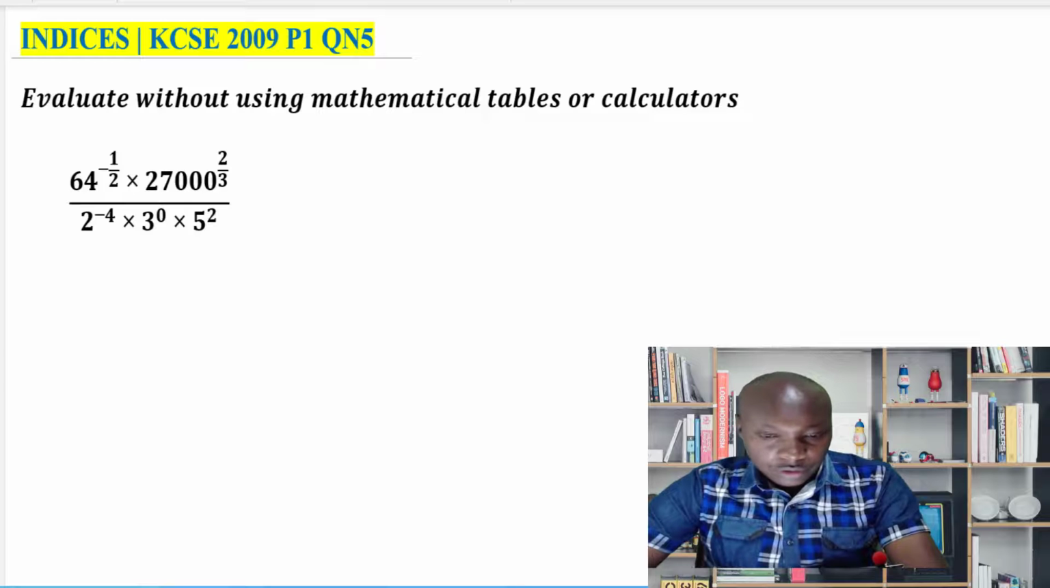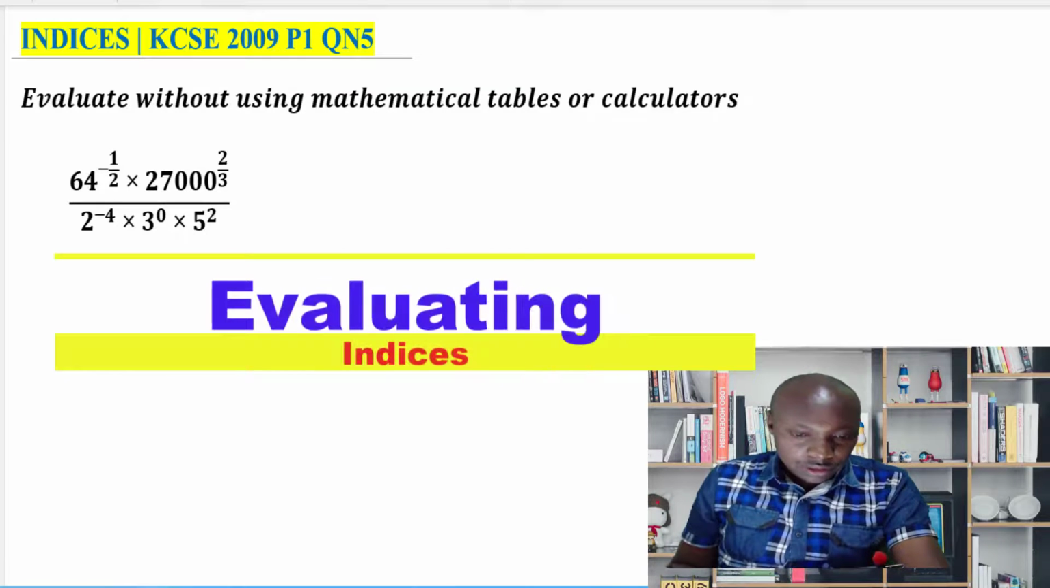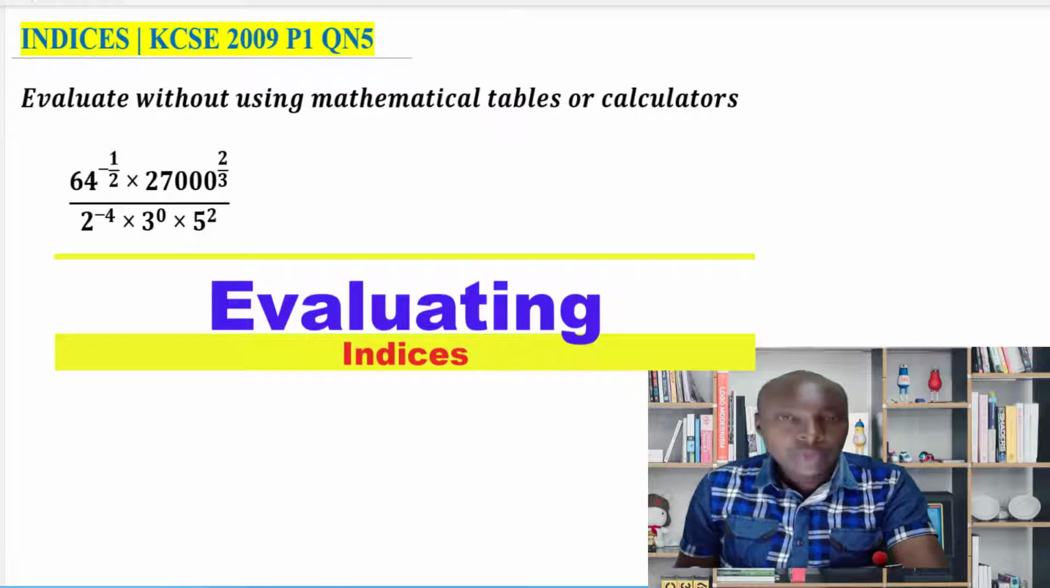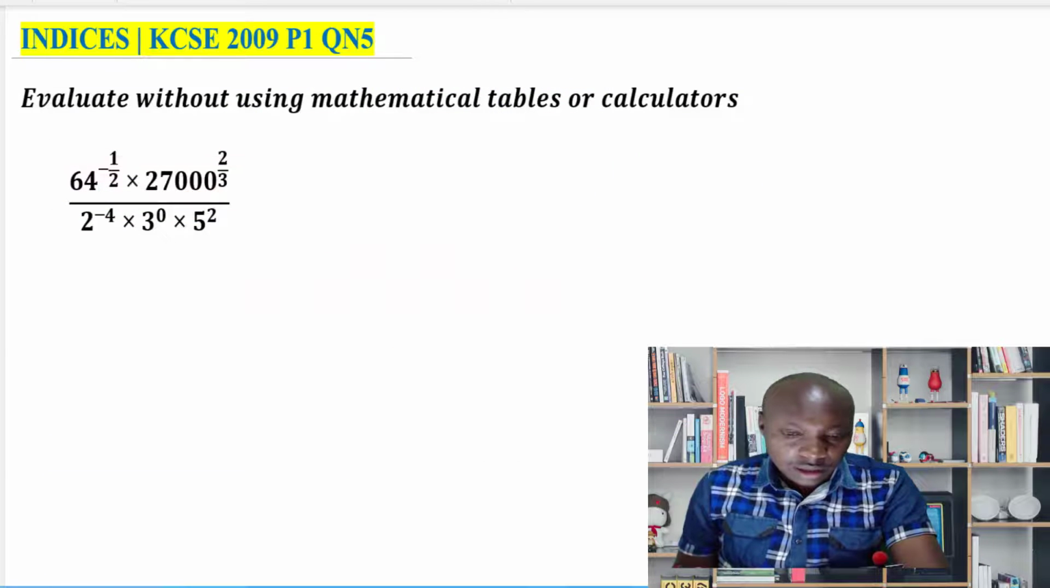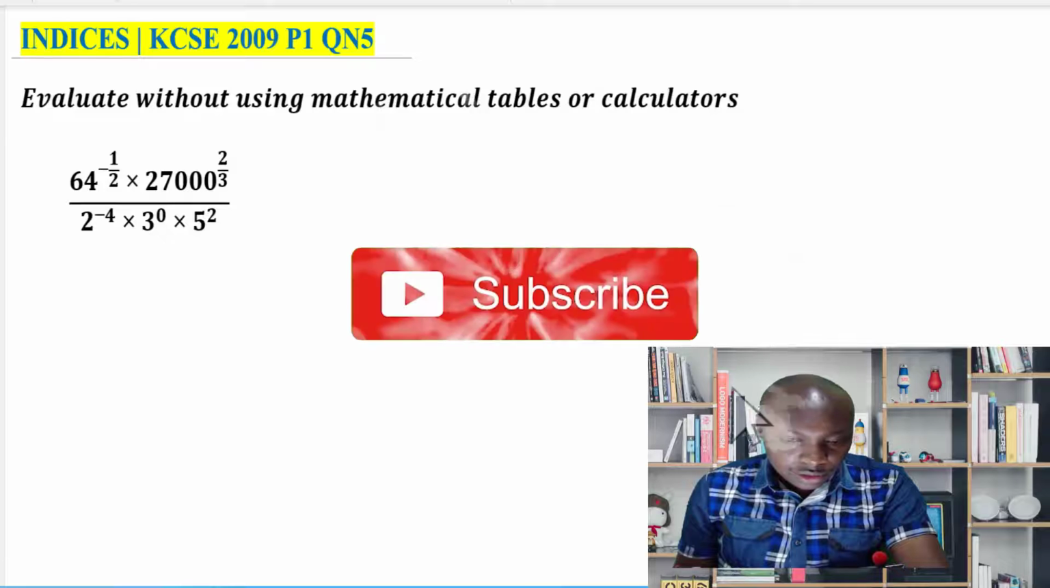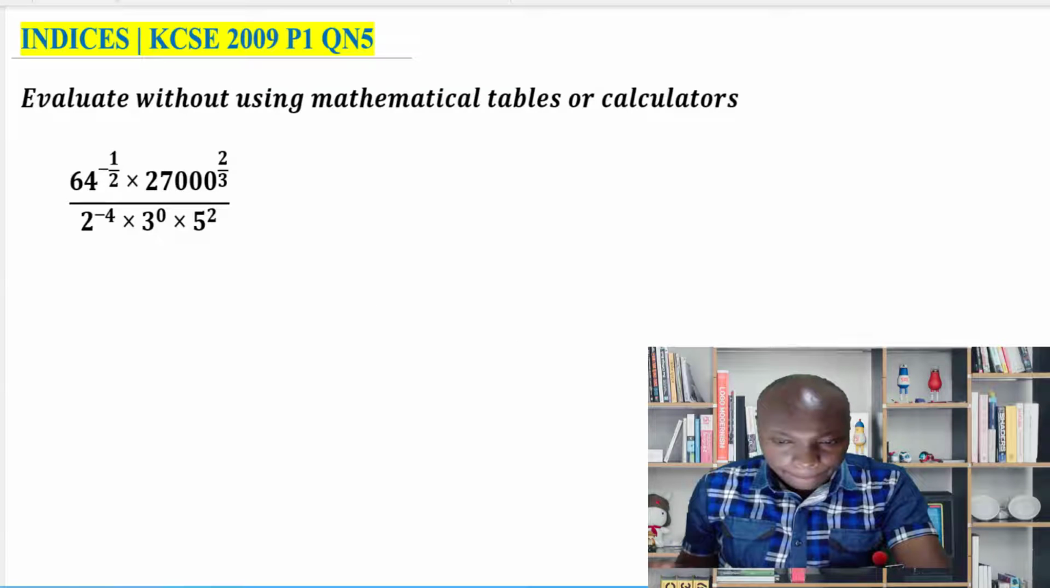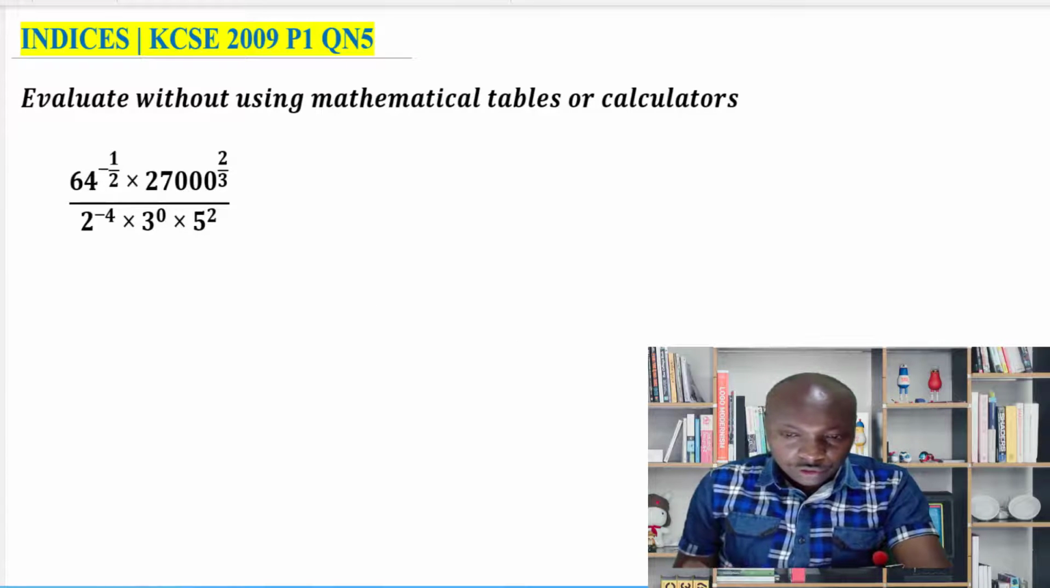Indices. Evaluate without using mathematical tables or calculators. So the question here is 64 raised to power negative half multiplied by 27,000 raised to power 2/3, everything divided by 2 raised to power negative 4 multiplied by 3 raised to power 0 times 5 squared. So let's go straight to the solution.